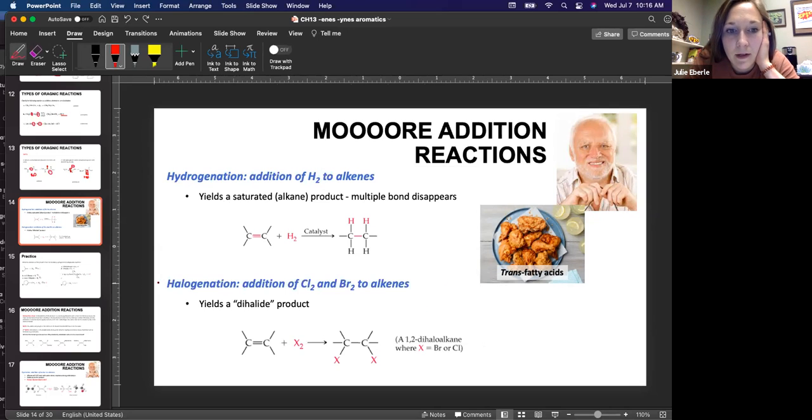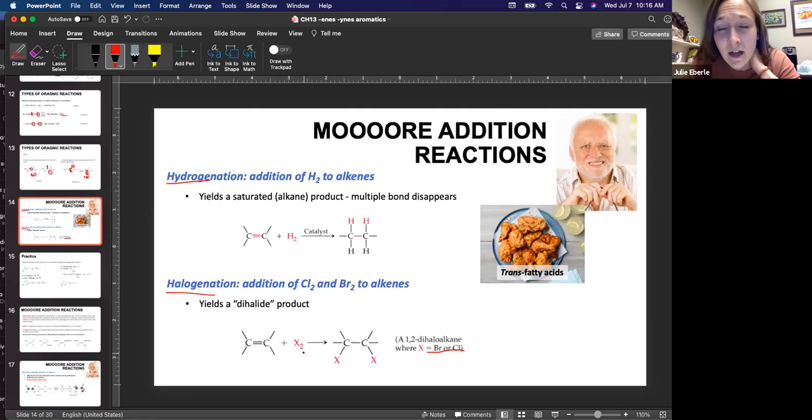Okay, another kind of addition, halogenation. In your head, when you hear the word halo, the root word there is halogen, which should tell you what it is. Hydrogen, we're adding hydrogen. Halogen, we're adding a halogen. We have just X here, but X mostly represents chlorine or bromine. You don't see this often with fluorine, but you can. So we're adding some sort of halogen.